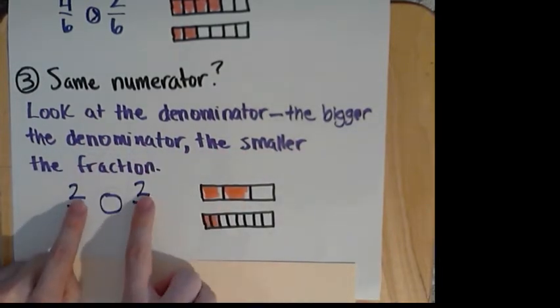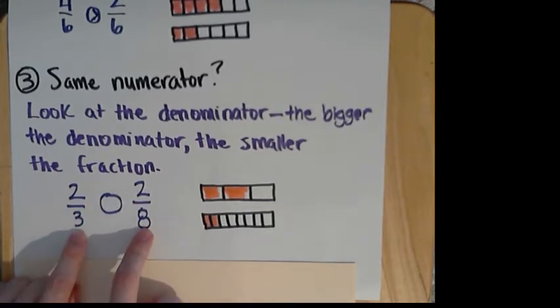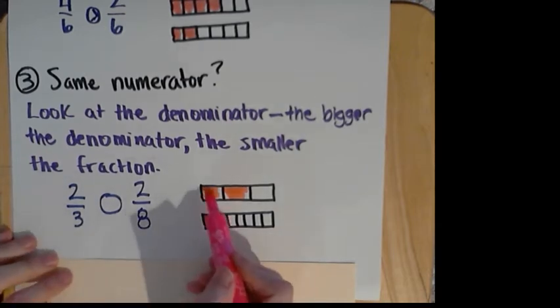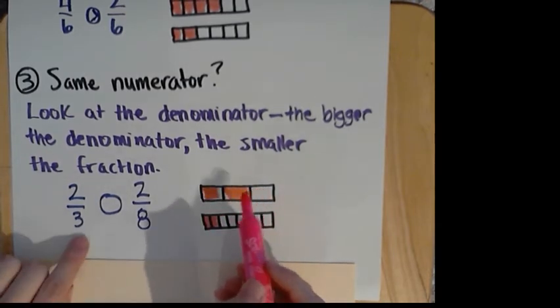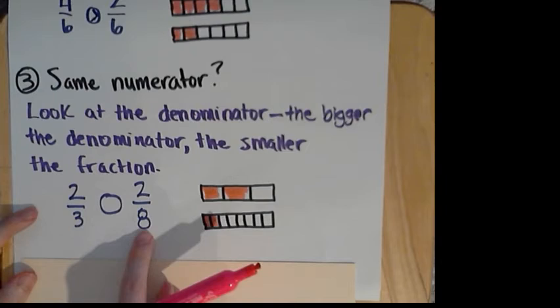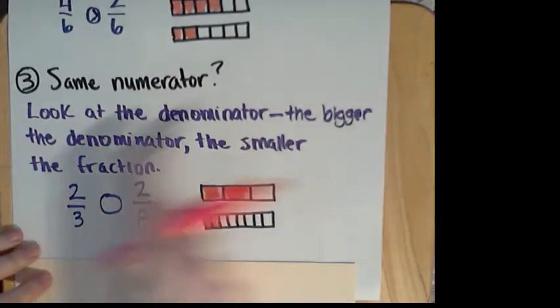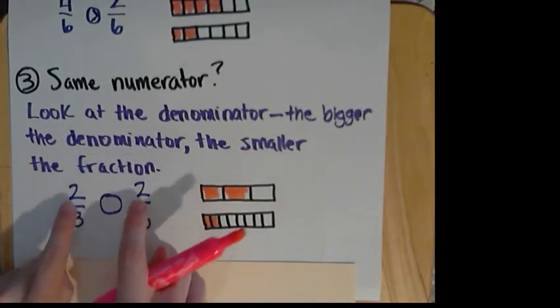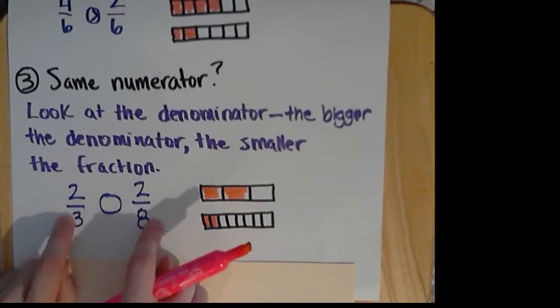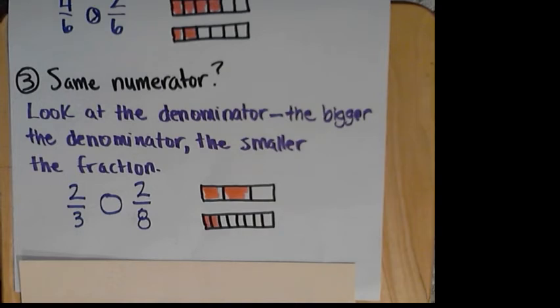So the numerators are the same. And the bigger the denominator, the smaller the fraction. So if we look at 2/3 and 2/8, having 2 pieces out of 3 is way bigger than just having 2 out of 8 pieces. Can you imagine if this was 2 out of 100 pieces? It'd be way over here. 2/3 would be way bigger. So that's why this says the bigger the denominator, the smaller the fraction. So if the numerators are the same, look at the denominators. Whichever one is smallest is biggest.